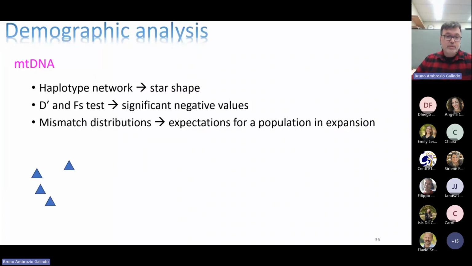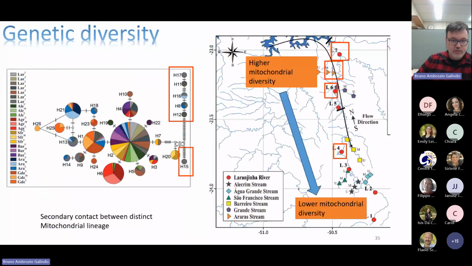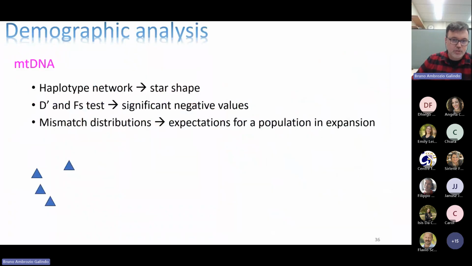So all our demographic analysis of mitochondrial DNA indicated population expansion. Our haplotype network has a star shape. Oh, I'm sorry, I forgot to say this. A star shape is when we have one main haplotype that a lot of individuals have, and we have branches from these haplotypes with a small number of mutations. So this is our star shape, and this also indicates a population expansion.